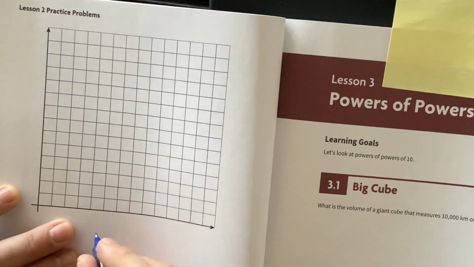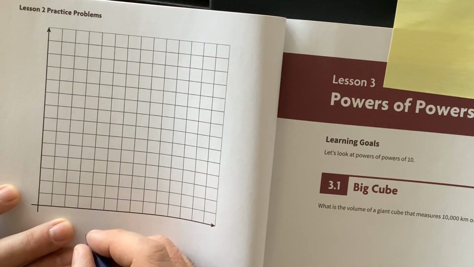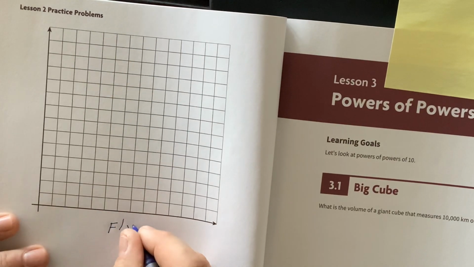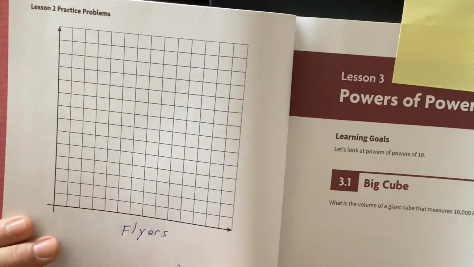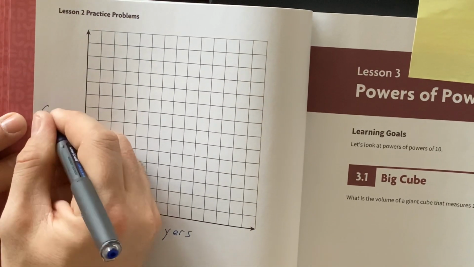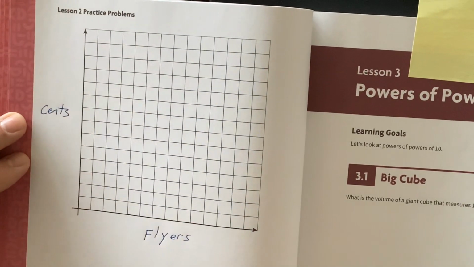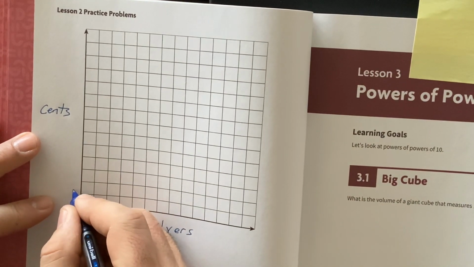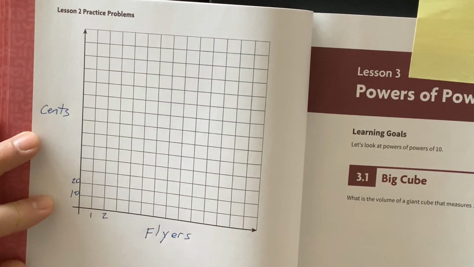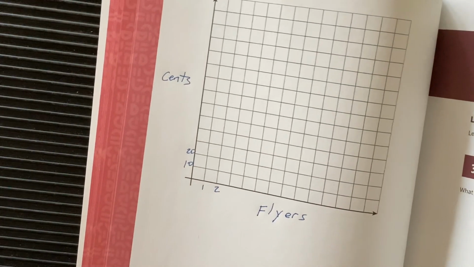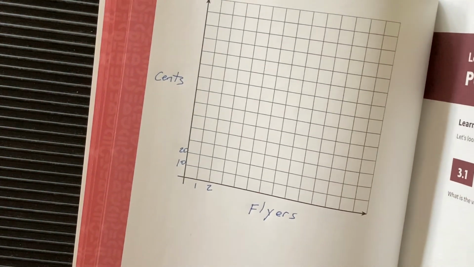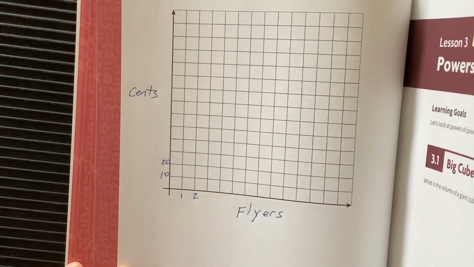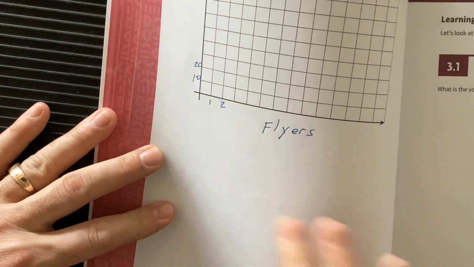So there should be two different equations, one for Elena, one for Jada. Just so everybody does the same, let's put flyers on the bottom and cents on the top. I think we can go by ones this way, and why don't you go by tens that way? That way everybody's graph will look the same. So it should be a graph for Jada, and there should be a graph for Elena.